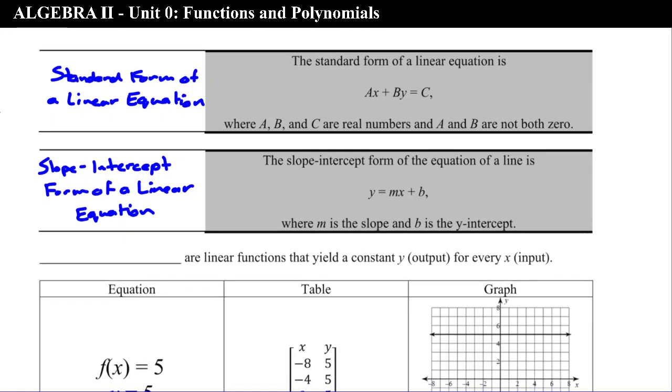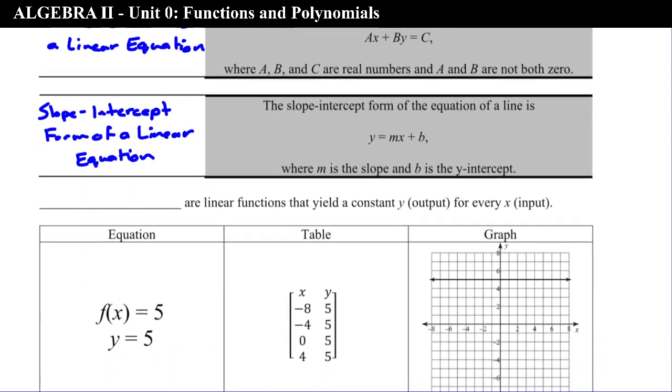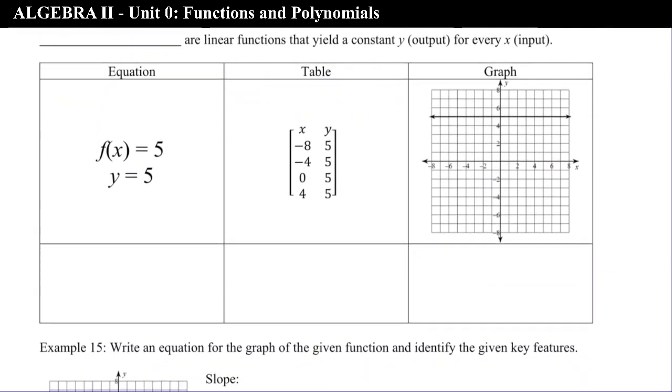So now that we have those forms of our linear equations and we've talked about linear equations, let's talk about a constant function, okay? And this is what a constant function is. Constant functions are linear functions that yield a constant y for every x. Okay? It's actually fairly simple. In an equation, you're looking for a function that is set equal to a number.